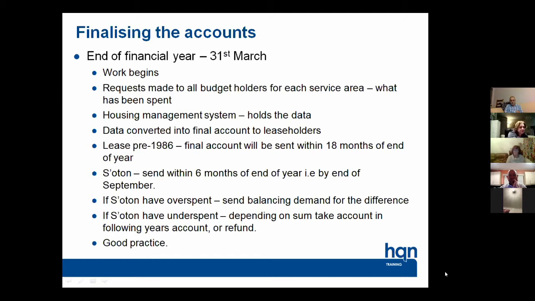And if Southampton have overspent, then they'll send you a balancing demand for the difference. If they've underspent, depending on the sum, they'll take it into account for the following years, or they'll refund the difference. Everything that Southampton do in regards to financial, the accounting timetable and the process they follow is good. It's what we would expect to see if we went into organisations and carried out a service review.